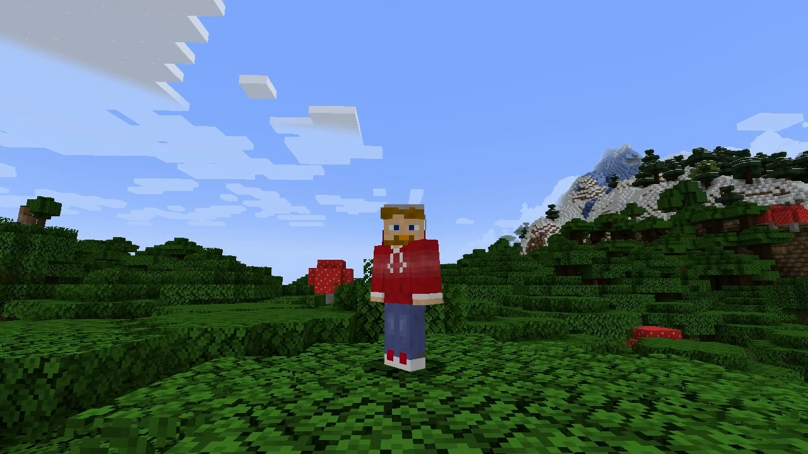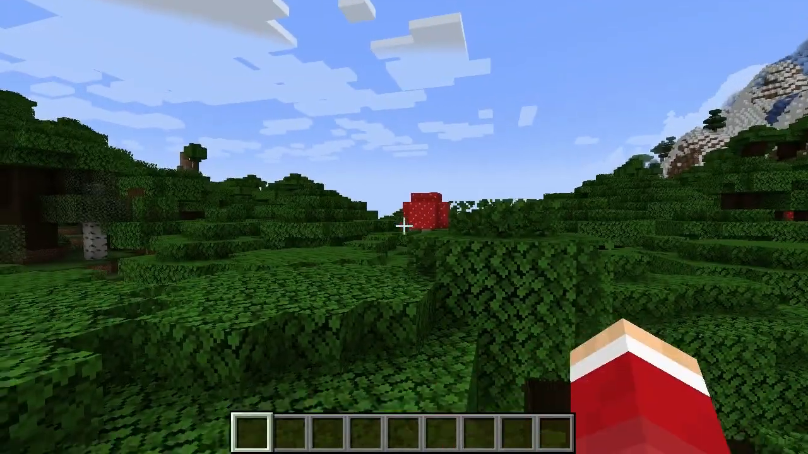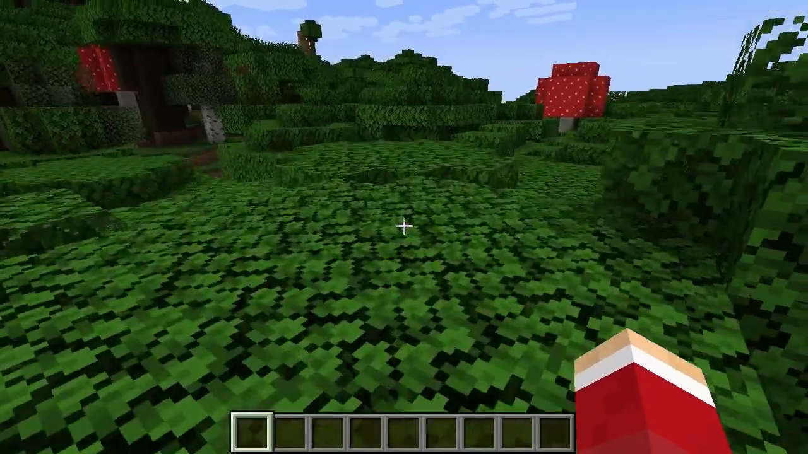So, are you wondering how to get glow ink sacs in Minecraft? Well, I'm going to show you and tell you how to get them. To get glow ink sacs, you need to find the glow squids.